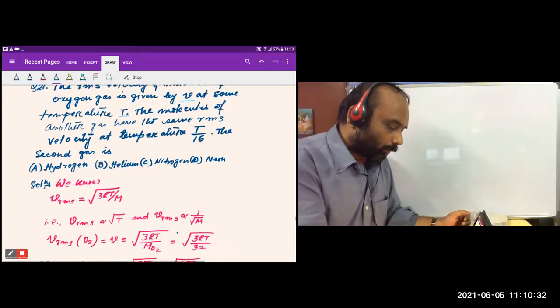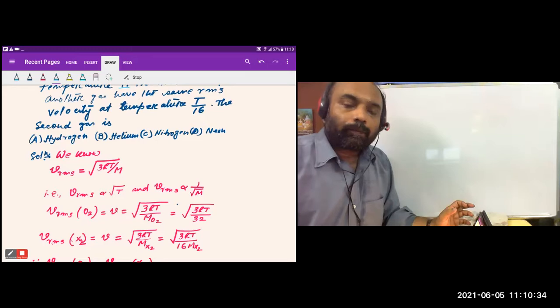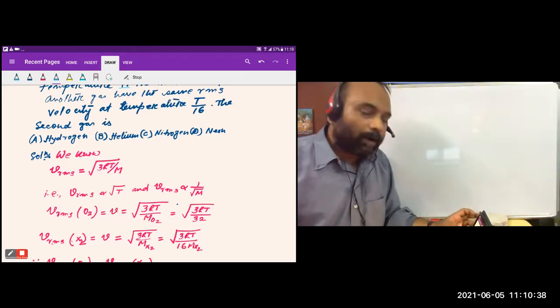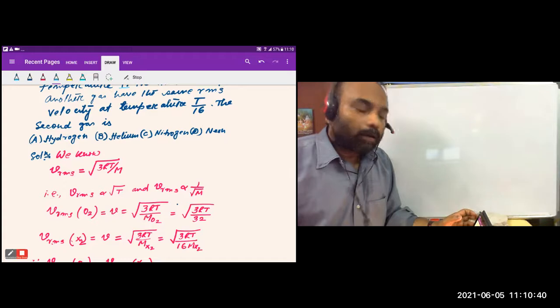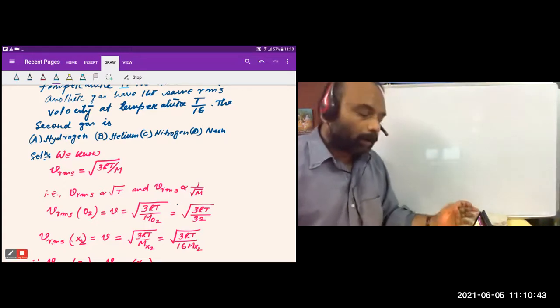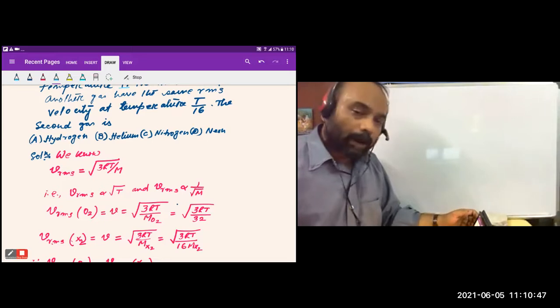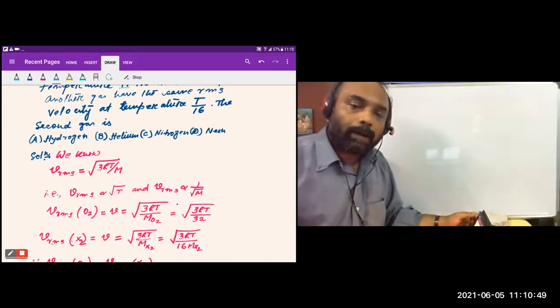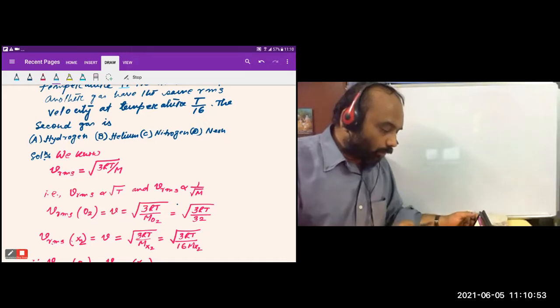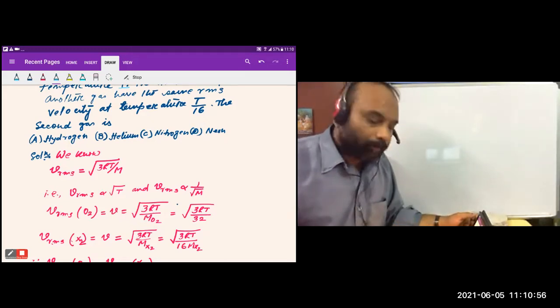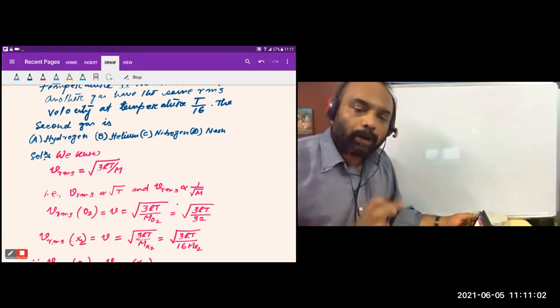So, what is the formula for calculating RMS velocity? V RMS is equal to under root 3 RT by M. That means Vrms is proportional to under root T, and Vrms is proportional to 1 by under root M.